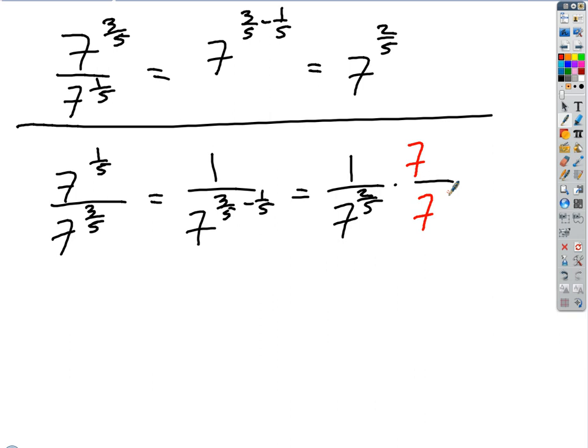3/5. Right? So I'm going to multiply the top and the bottom by 7 to the 3/5, and if I do that, then on the bottom, I get 7 to the 2/5 plus 3/5, which is 7 to the 1, right? What do I get on the top? 7 to the 3/5, right? So that's the way technically we want to write that one, so that the fractional exponent is positive in the numerator and not the denominator.